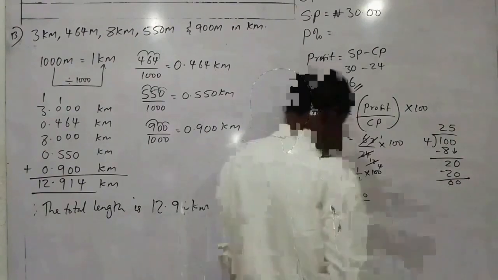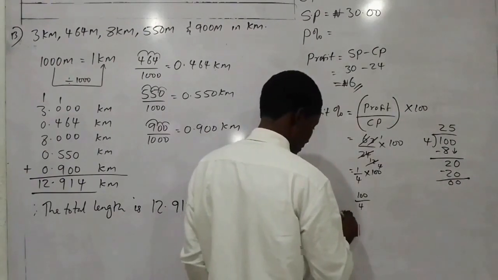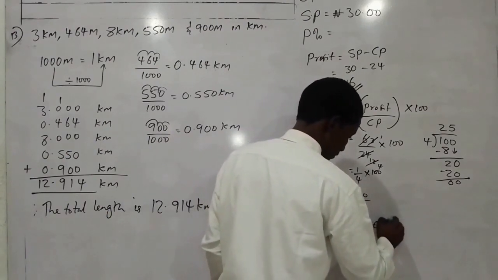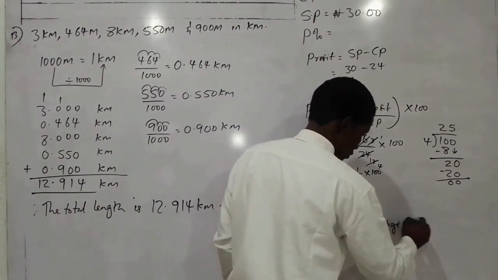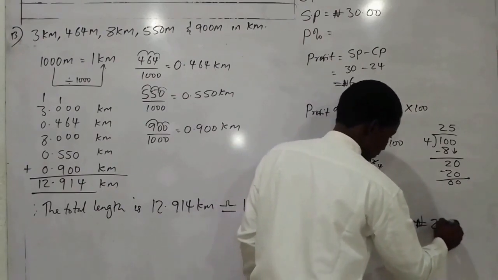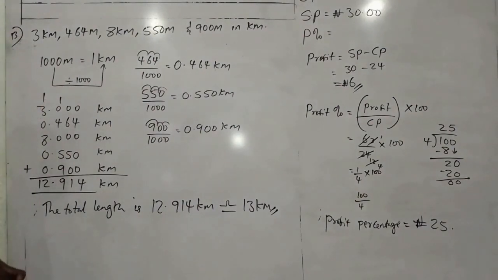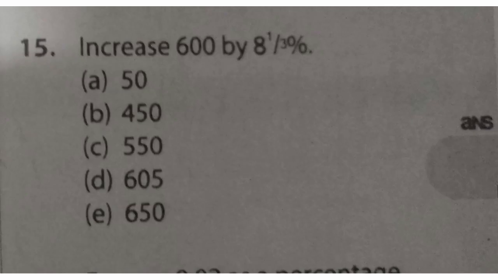So therefore, my profit percentage equals 25 naira. That is my profit percentage. Let's move to the next question.